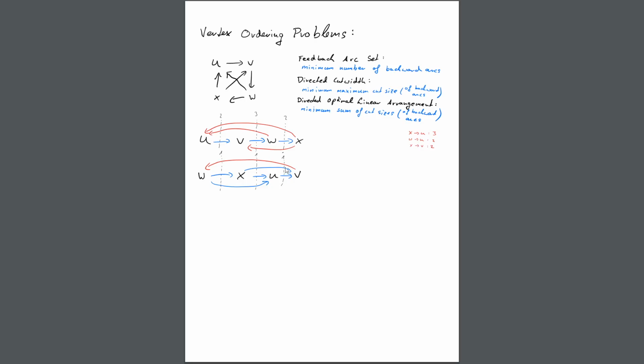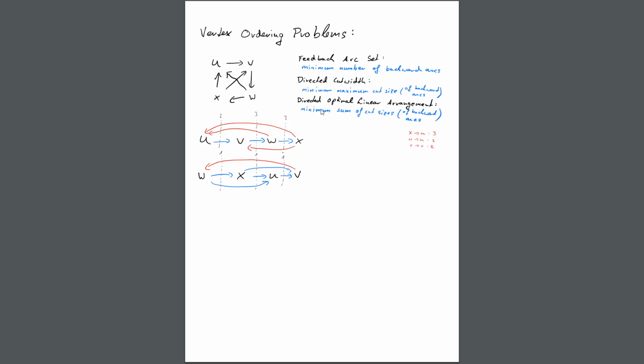Similarly, we can take the same ordering to compute the cut width. Also, this is minimized here. The minimum cut width is again at least 1 because we have a directed cycle, and it's also exactly 1 because we have an ordering where every vertical cut has size at most 1.